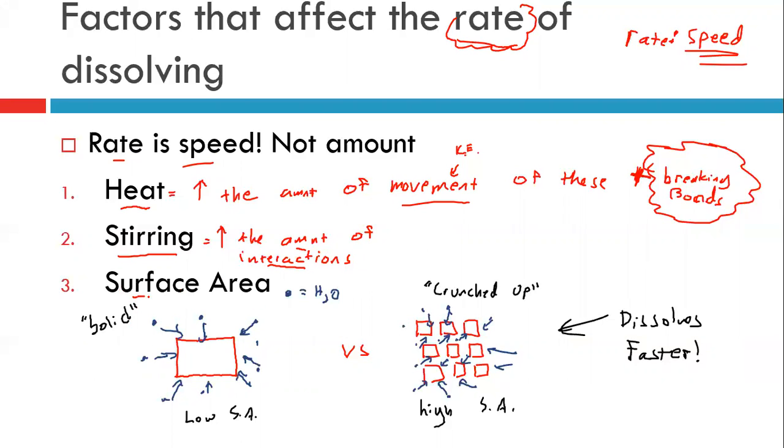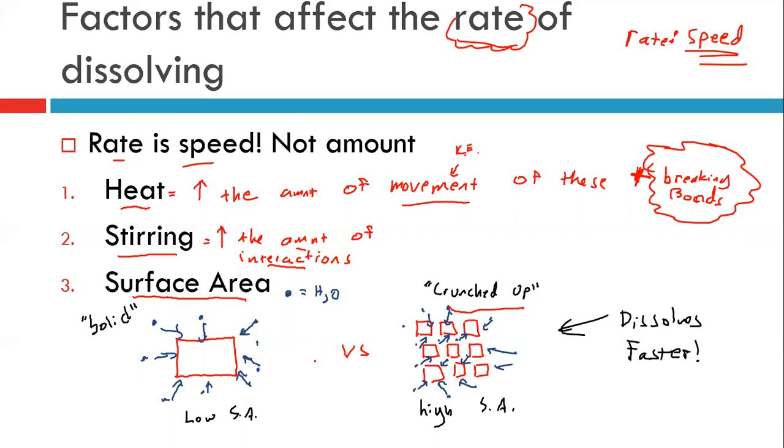Now, surface area is the one that students struggle with the most. Think of it like ice. If you had a big ice cube, it's going to take longer. I don't necessarily want to use ice cubes for this example, but understand that the larger the piece, the lower the surface area. But if you had really, really small pieces, if you crunched it up, you're increasing that surface area. It's going to dissolve faster.